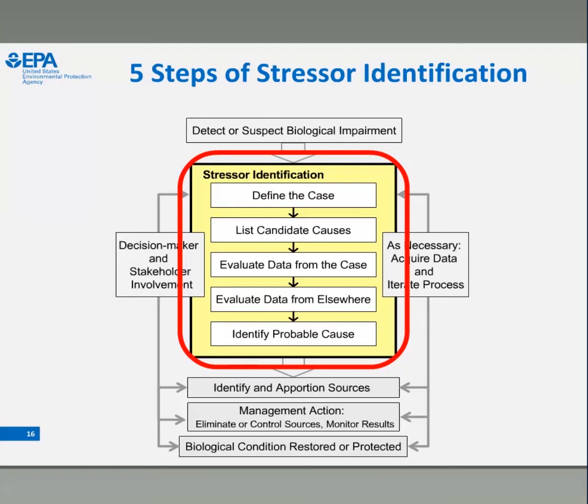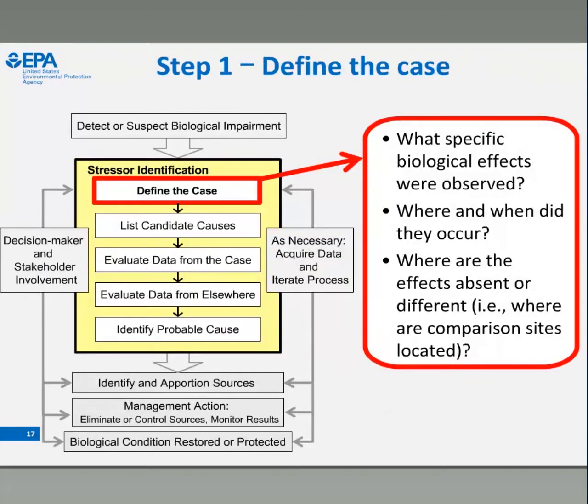Once these steps are completed, you move into steps 3 and 4, where you dive into the available data and conduct the analyses that will ultimately get you to step 5, where you weigh all the available evidence to identify the probable cause. Volume 1 of CADDIS lays out the framework for these 5 steps, and then volumes 2 through 5 provide information, methods, and tools that can be used in these different steps of the process. I'll walk you through each of the steps in a little bit more detail.